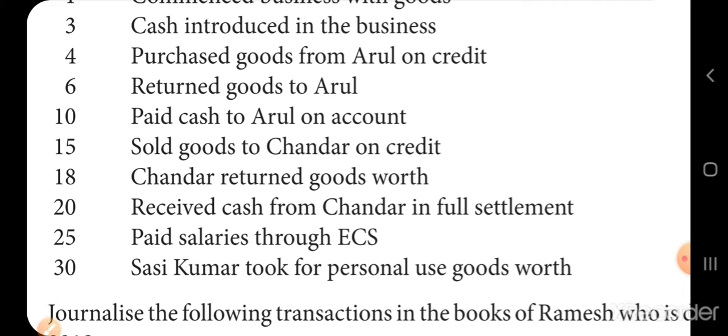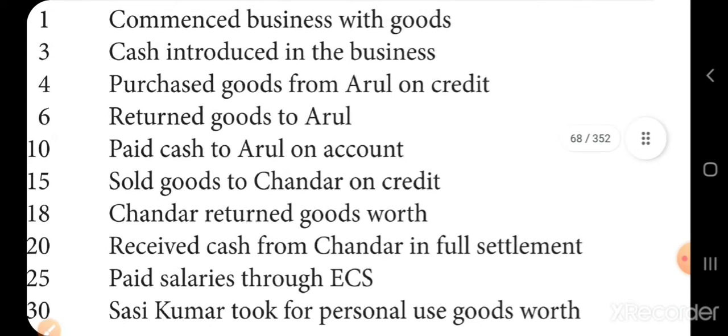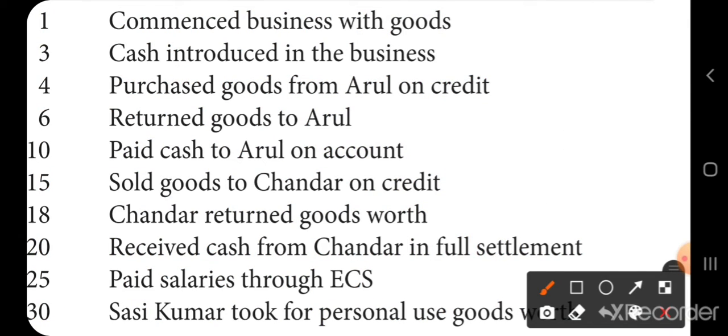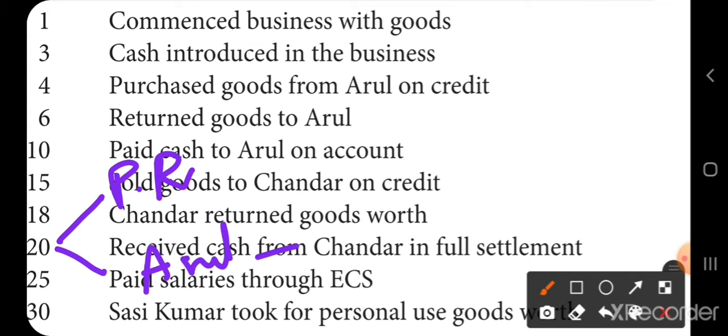returned goods to Arul. See here, fourth transaction, you have purchased goods from Arul, and on 6th you are returning goods to Arul. So what are the two accounts involved? Purchase returns account and Arul's account. Here when you return the goods to Arul, Arul's account is debited. Personal account, the rule is debit the receiver, so you debit.